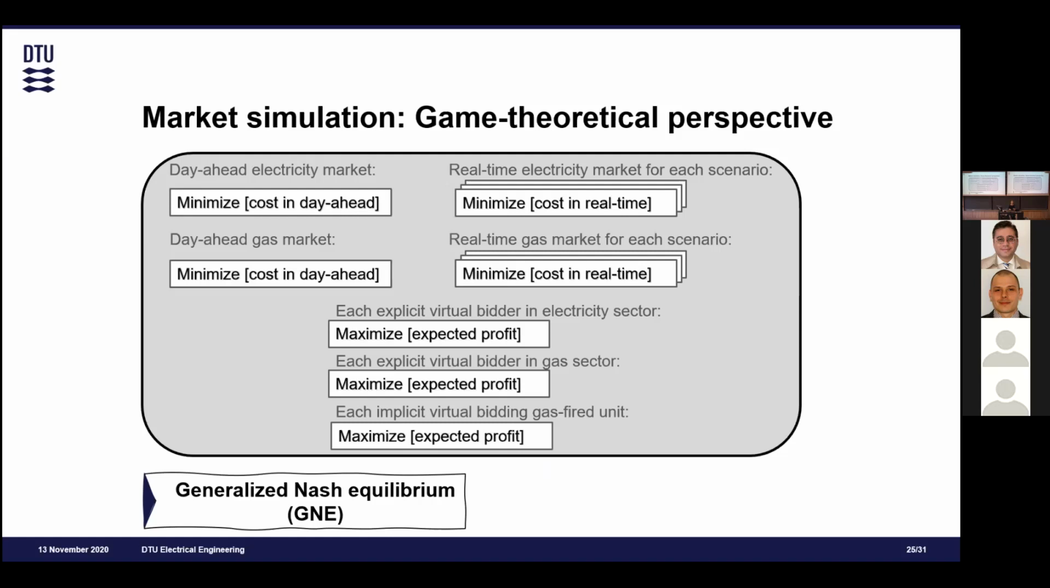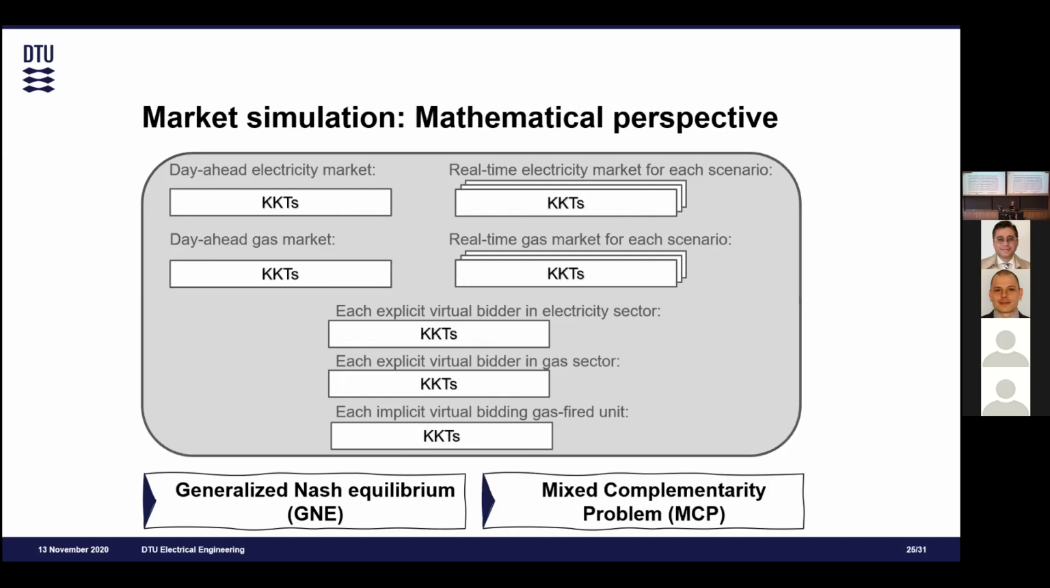To this model, mathematically we can formulate it as a quasi-variational inequality, or recast it as a mixed complementarity problem, when replacing each optimization problem by its Karush-Kuhn-Tucker optimality conditions. And then the equilibrium model is solved by considering the KKT conditions of all optimization problems simultaneously.